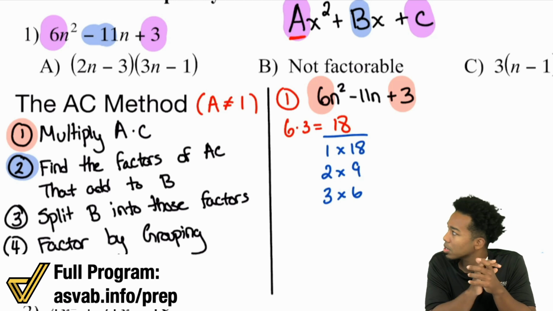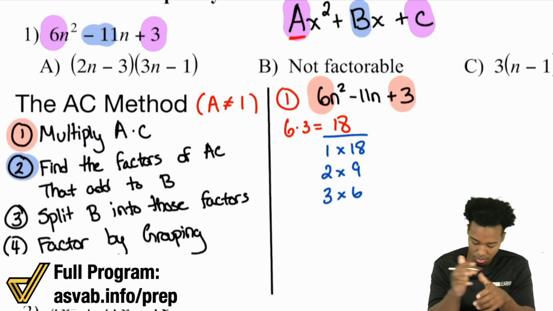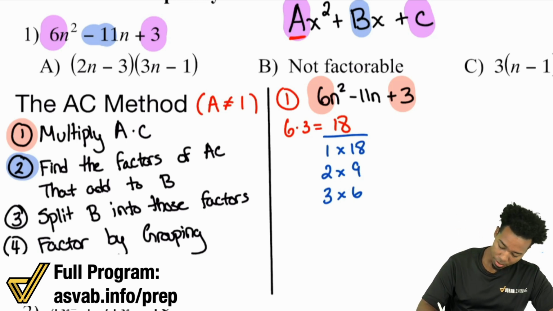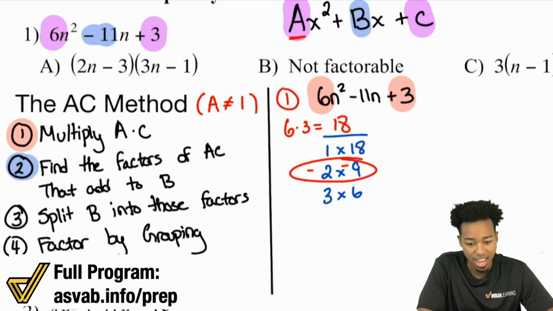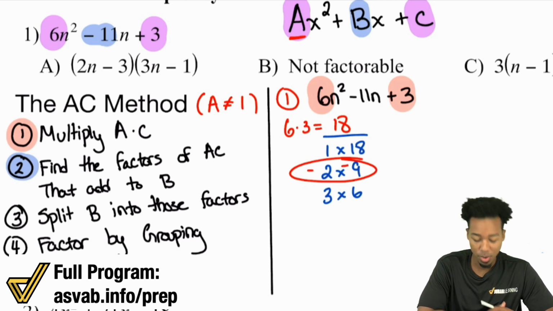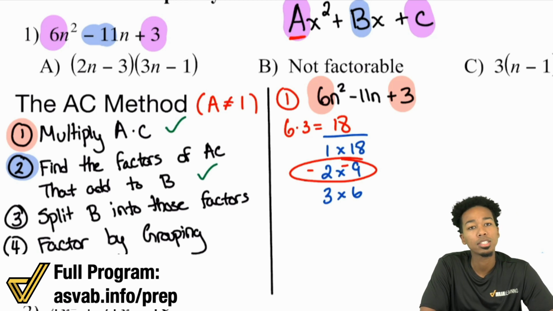So which pair in this factor list adds to negative 11 when you make them both negative? Right here: negative 2 and negative 9. We have found the factors of AC that add up to B. So we've done step 1 correctly, we've done step 2 correctly. Now let's move into step 3.